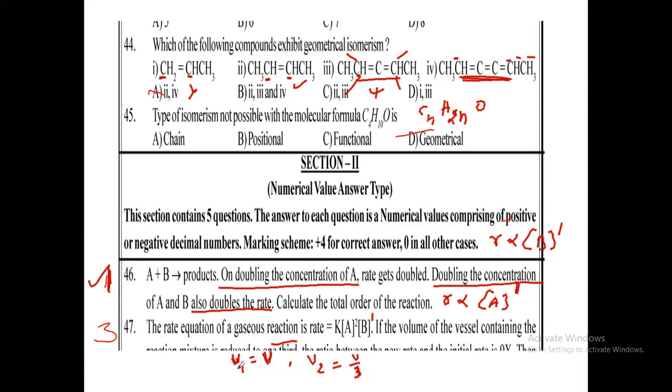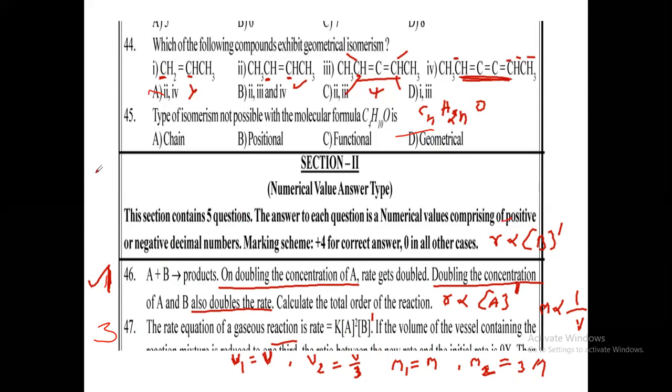Whenever the volume is reduced to 1/3, the molar concentration initially M, and final molar concentration will become 3M, because molarity is inversely proportional to volume. When volume is reduced to 1/3, the molarity will be tripled, 3M. So the concentration of A becomes 3A, the concentration of B also becomes 3B. Is that clear? So it is the given concept here. Volume is reduced to 1/3 and molarity is tripled.